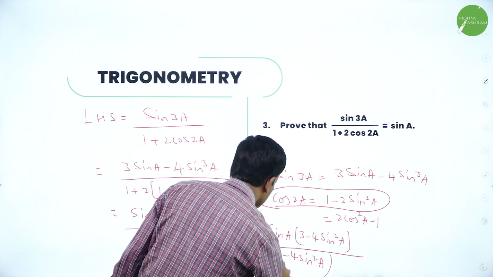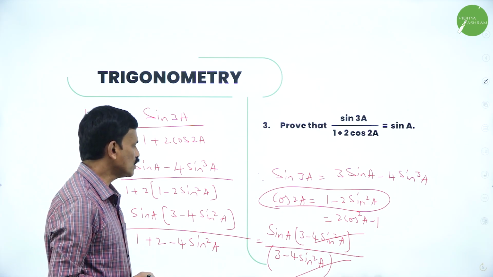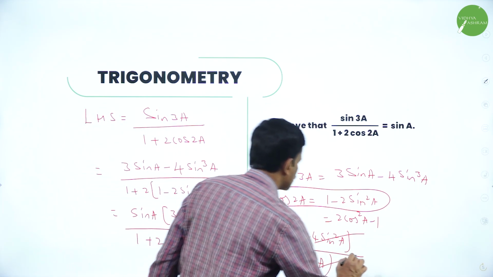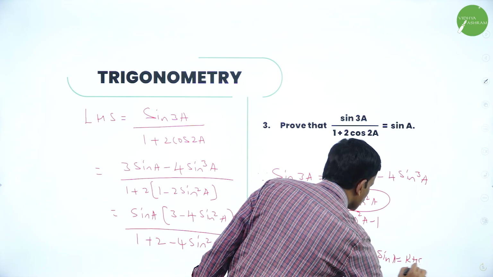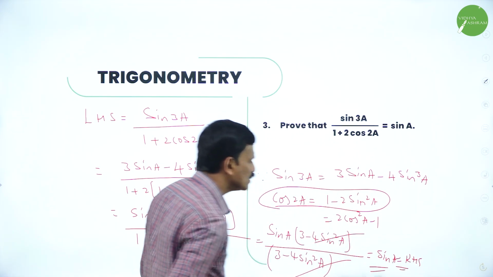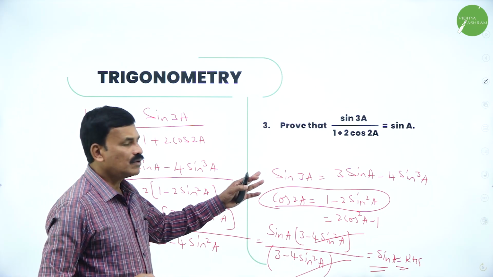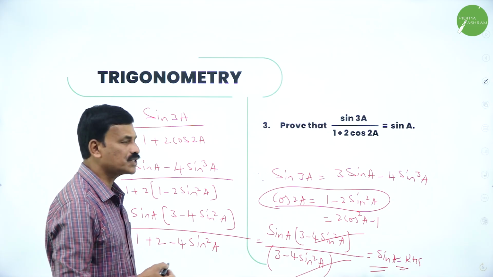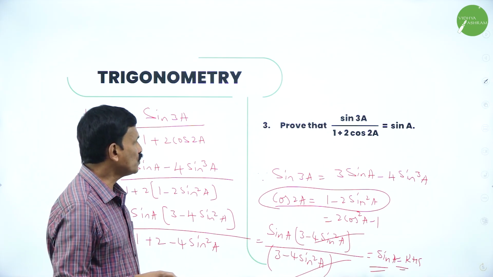Now, cancel the terms. So, these two get cancelled. 3 minus 4 sin square A divided by 3 minus 4 sin square A gets cancelled. What is left over? That's equal to sin A, which is the required RHS. That's it. Sin A is the answer. Hope you followed. Just substitute the formulas for sin 3A and cos 2A in terms of sin. Take the common factor, you will get the answer. Now, move on to the next problem.